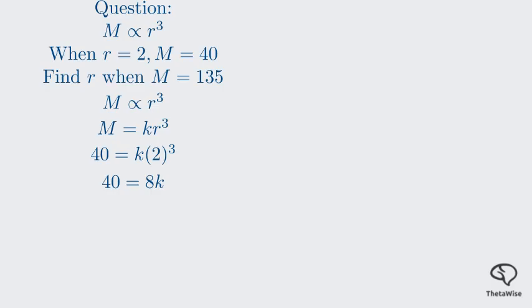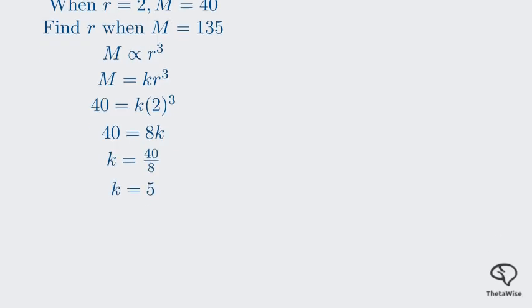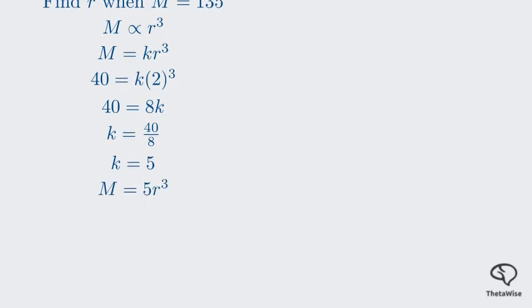Divide by 8 to find the value of K. K equals 40 divided by 8, so K equals 5. Our completed formula is M equals 5 times R cubed. Now for the final part, find R when M is 135. We substitute 135 into our equation.